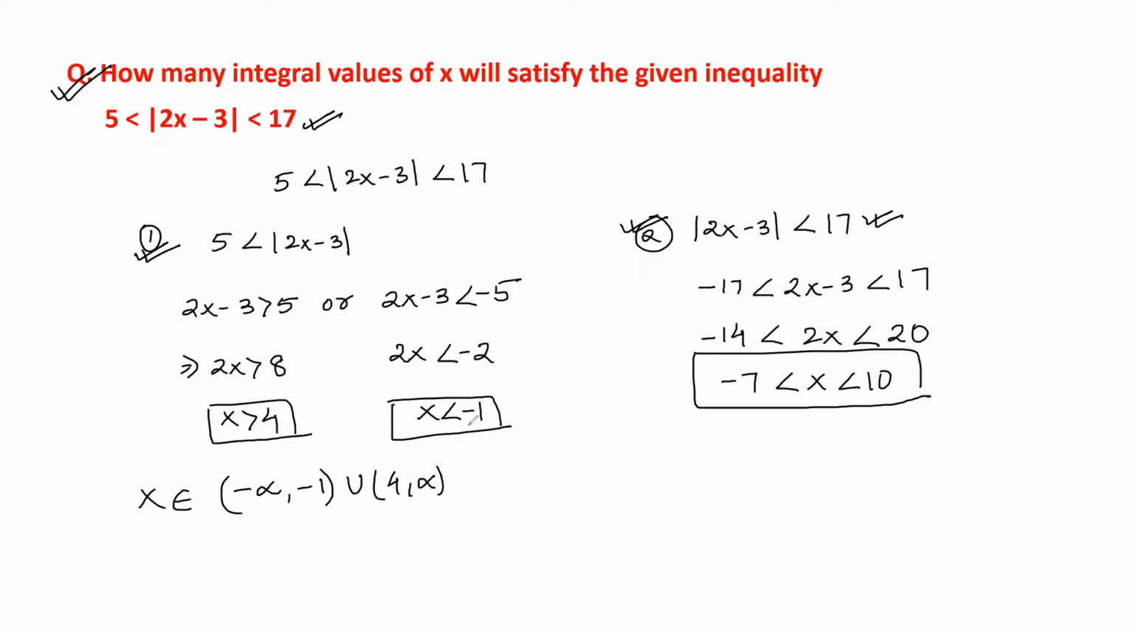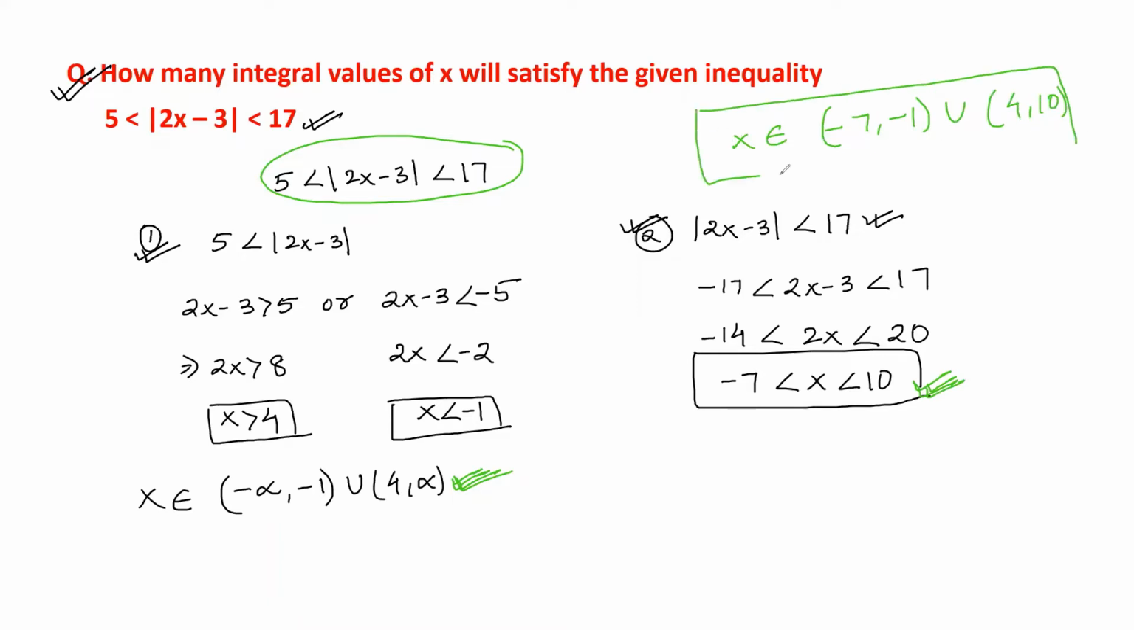Now, the range of values of x for which this complete inequality is satisfied has to be the intersection of this range and this range. So if we take the intersection, that is the common range of these and these, in that case, x would be belonging to minus 7 to minus 1 union 4 to 10. So that means the range of values of x would be this, which would be satisfying this complete inequality.